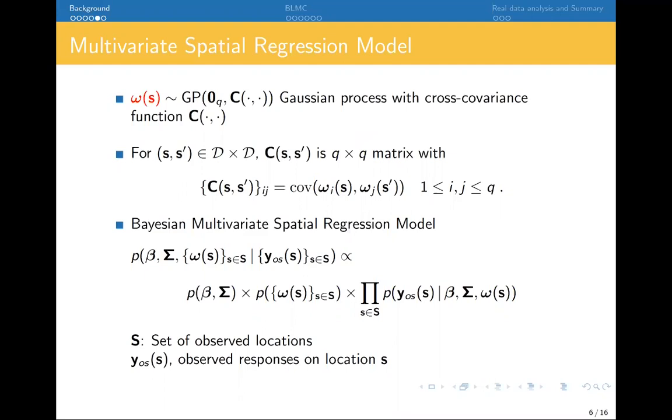To work with a Bayesian multivariate spatial regression model, we need priors for beta and sigma. The product of the distribution of beta and sigma, the distribution of the latent process, and the likelihood is proportional to the posterior distribution of all parameters. With that, we can get the posterior inference of all parameters through methods like MCMC algorithms. However, fitting a Bayesian multivariate spatial regression model with our target dataset can have big data problems.